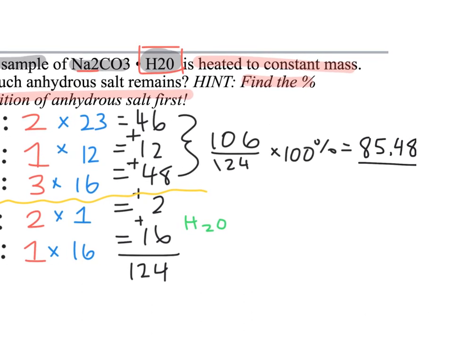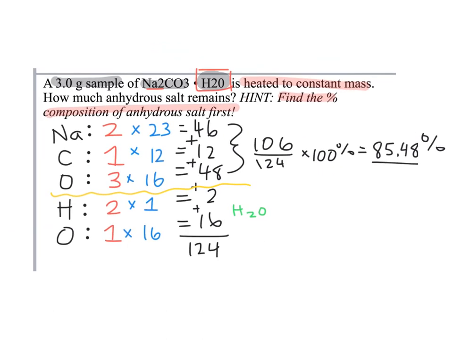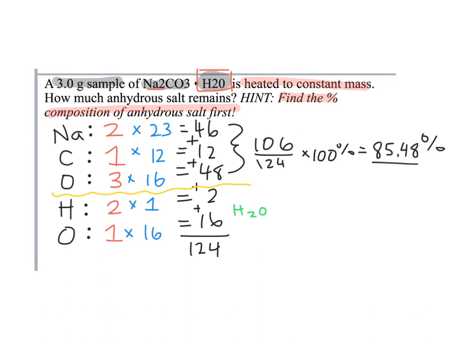I'm going to write the percent here. And then what we can do is we can say, now that I know that the anhydrous salt is 85% of the overall mass, I can multiply these things together. I can say 85.48% times those original 3 grams that we have up here. So this is going to be times 3.